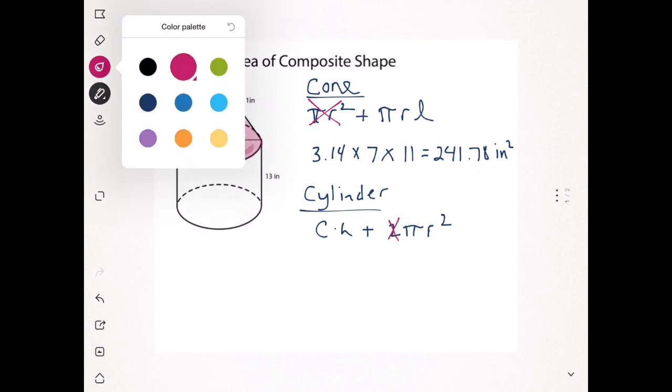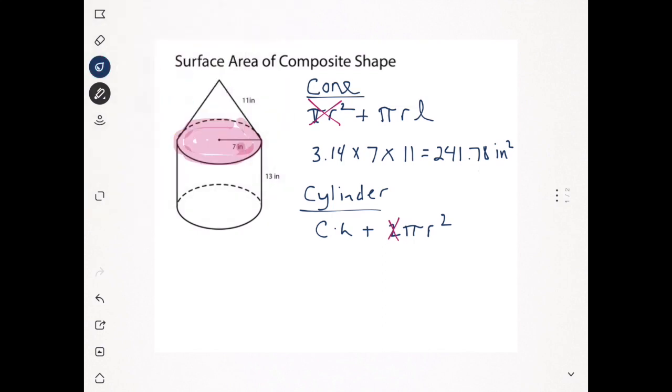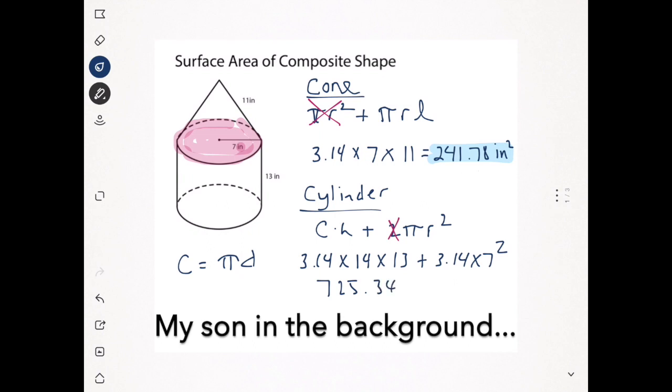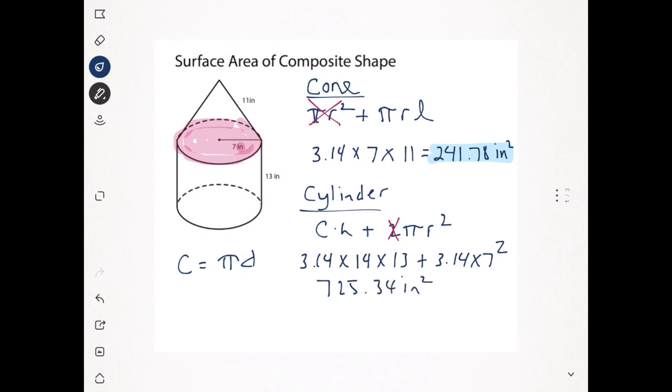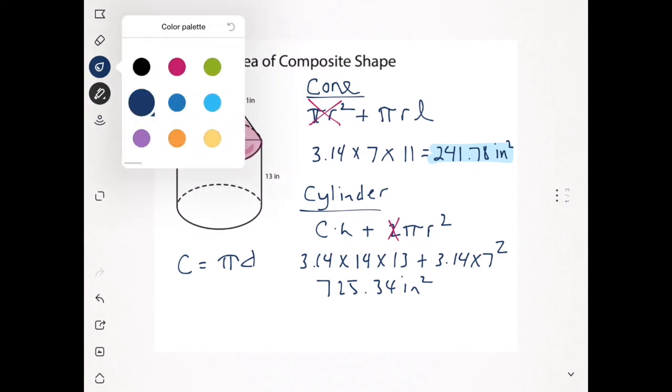So now I can go ahead and plug in what I need. Circumference, remember, is pi d. So we have 3.14 times 14 times 13 plus 3.14 times 7 squared. If we simplify all that, we should get 725.34 inches squared. Okay, so that is the surface area of the parts of the cylinder that we need.